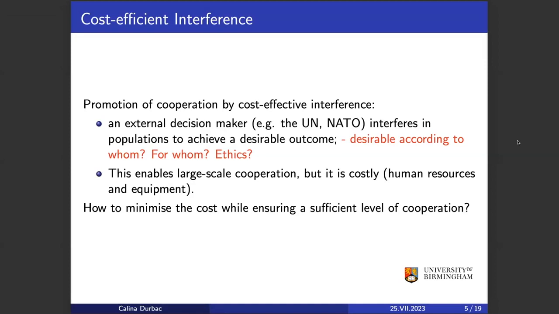Apart from that, what we know about this type of institutional incentives is that they enable large-scale cooperation. But they're, however, costly, both in human resources and in equipment. So naturally, we're interested in minimizing the cost whilst also ensuring a sufficient level of cooperation. What the sufficient level actually means depends on the circumstance.